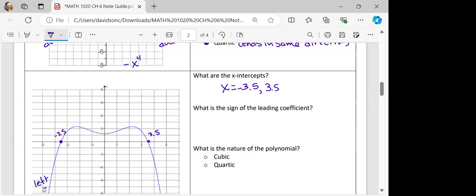The left side opens down, and the right side opens down. This looks similar to negative x to the fourth. So the leading coefficient is negative. And since the ends go in the same direction, it is quartic.